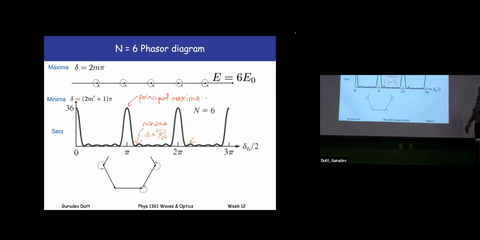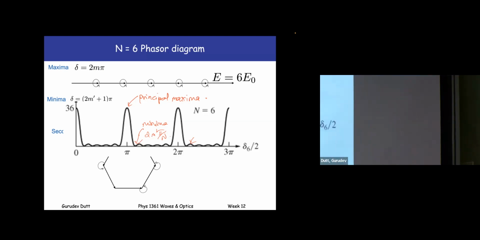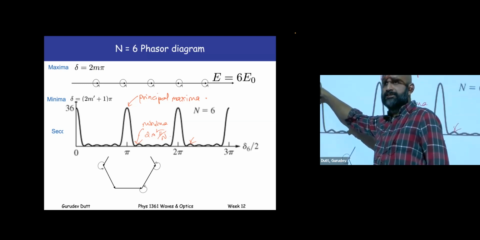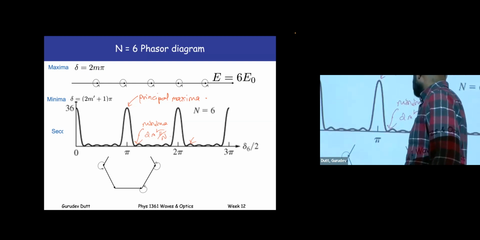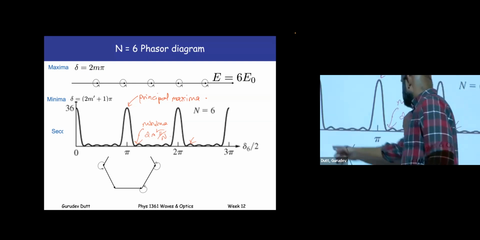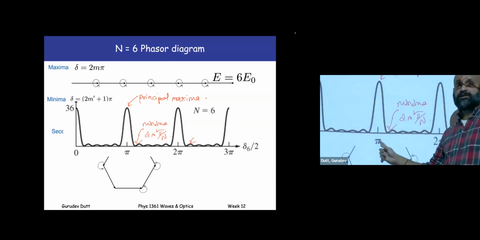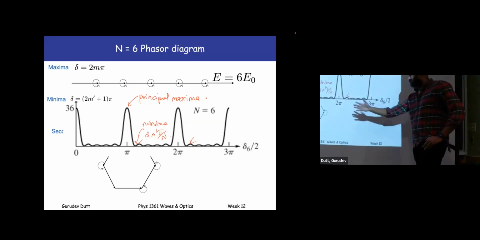So this is the picture of the function that we have just seen, that I just derived. So here it's 36. That's because there were 6 slits and we added them up, or 6 sources. And so at each of these peaks, I get 36 times the intensity of any one source. And then it'll occur, as I just showed you, when delta is equal to 2m pi. This is plotted as a function of delta over 2. So this first maximum occurs as delta over 2 equals pi.